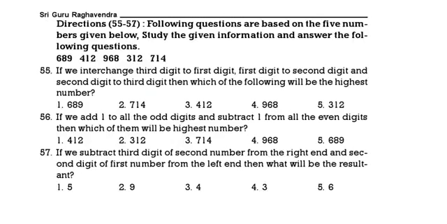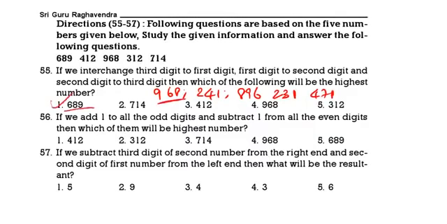Now we are having some numbers. Based on this, we should answer the given questions. 689, 412, 968, 312, 714. See, if we interchange the third digit to first and first to second and second to third, that means how the number will come? Third digit to first, first to second, that means 968. Then next one 241, next one 896, next one 231, next one 471. Now, which of the following will be the highest number? Highest number 968, original number 689.